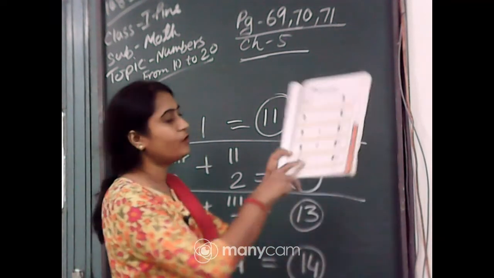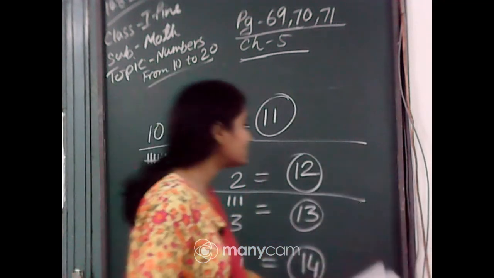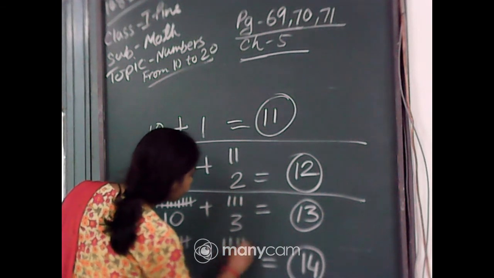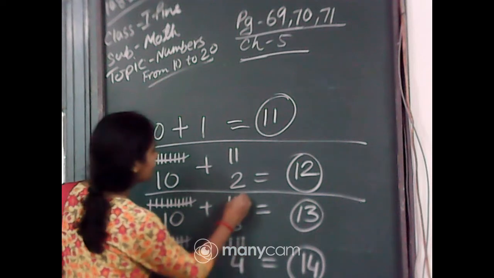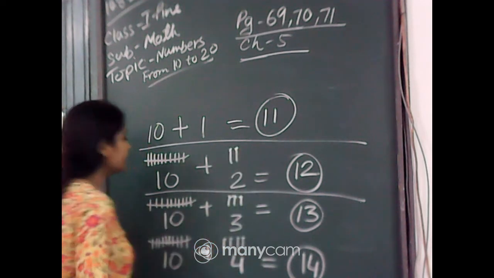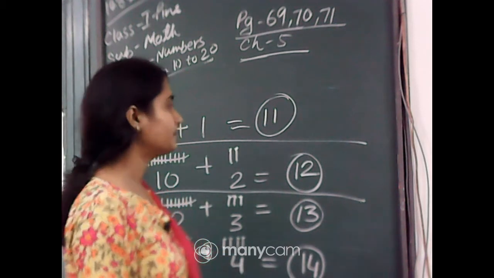Please, all of you, draw here 4 matchsticks in this manner. Please draw 4 matchsticks. 1, 2, 3, 4. Please draw 4 matchsticks in this way. These are the matchsticks. Okay, I have just drawn them as sticks. Please draw 4 matchsticks. Okay.